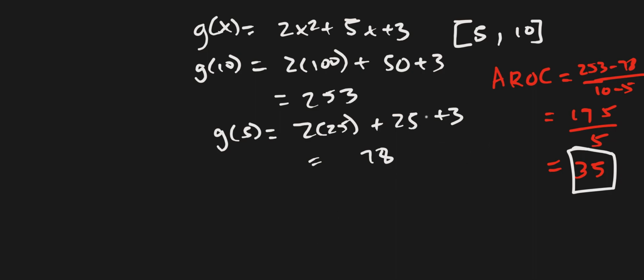So in future videos, you'll be looking at the instantaneous rate of change. So that's the rate of change at a single point. That's the slope of the tangent line in future videos, which is also called the derivative.